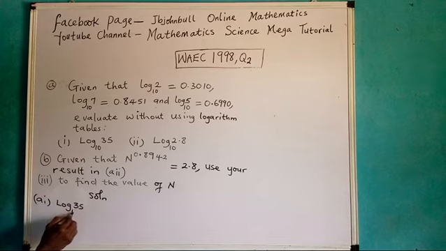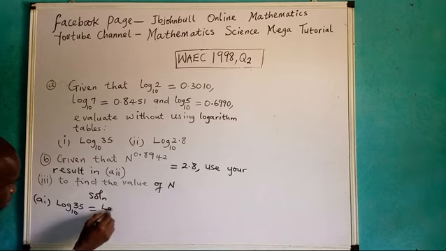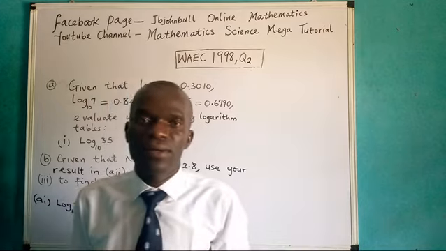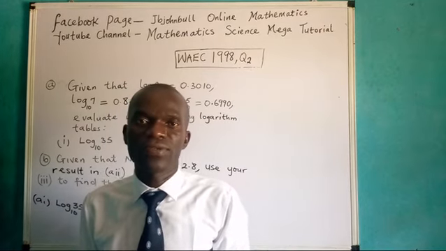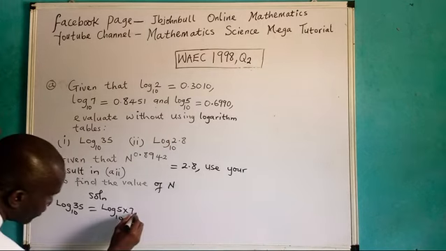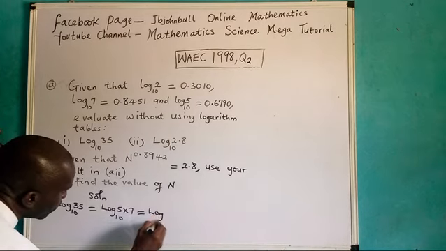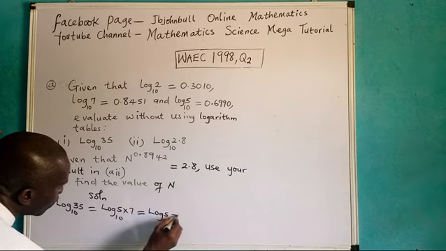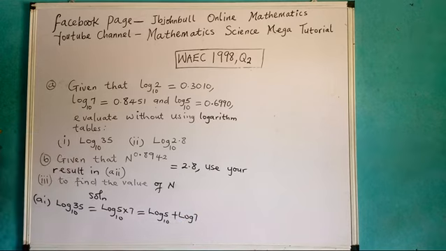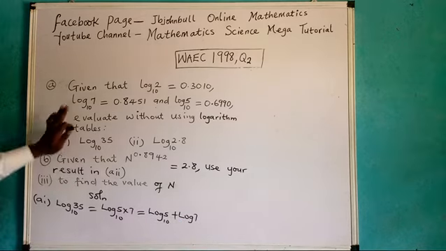And for 35, we can have it as 5 times 7. Remember, under the laws of logarithm, multiplication gives addition. Now we have multiplication, we can then change it to addition, becomes log 5 plus log 7. Okay, we want to substitute now with the information we have.